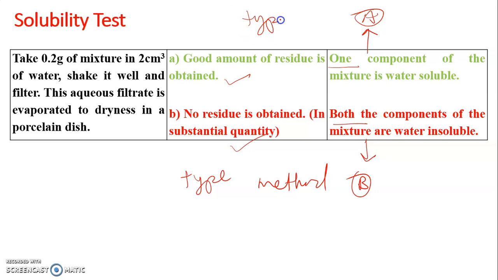So here two types of procedures are there for finding out the chemical type of the two components of a binary mixture. On the basis of the solubility test, we can decide which we have to follow, either A or B. Okay, let us see how to perform it.